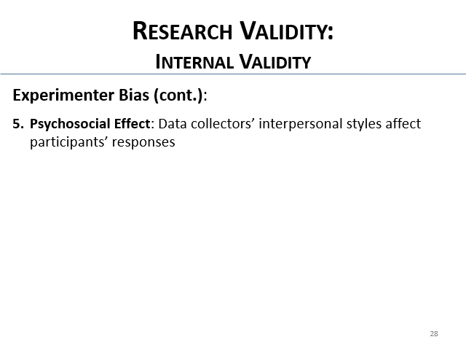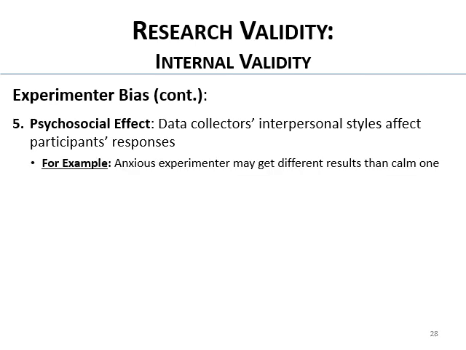So the psychosocial effect is when there are differences in data collectors' interpersonal styles that affect the responses. So it differs from biosocial in that it's not biological characteristics. It's sort of how they interact and communicate that affect participants' responses. So as you might guess, an anxious experimenter who's collecting data may get different results than a calm one, for example, right? Come on, give me an answer. You're going to get different results if someone's just patient, right? So we call that a psychosocial effect.